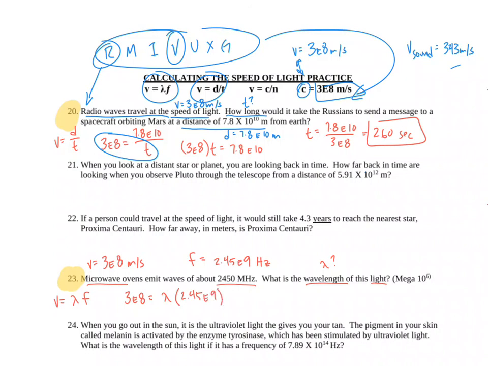Now to get wavelength by itself, I'm going to divide both sides by the frequency. So I get 3e8 divided by 2.45 times 10 to the 9th equals my wavelength. So when I type that into the calculator, my wavelength for this type of wave is approximately 1.22 times 10 to the negative 1, and wavelength is measured in meters. So 1.22 times 10 to the negative 1 meters.